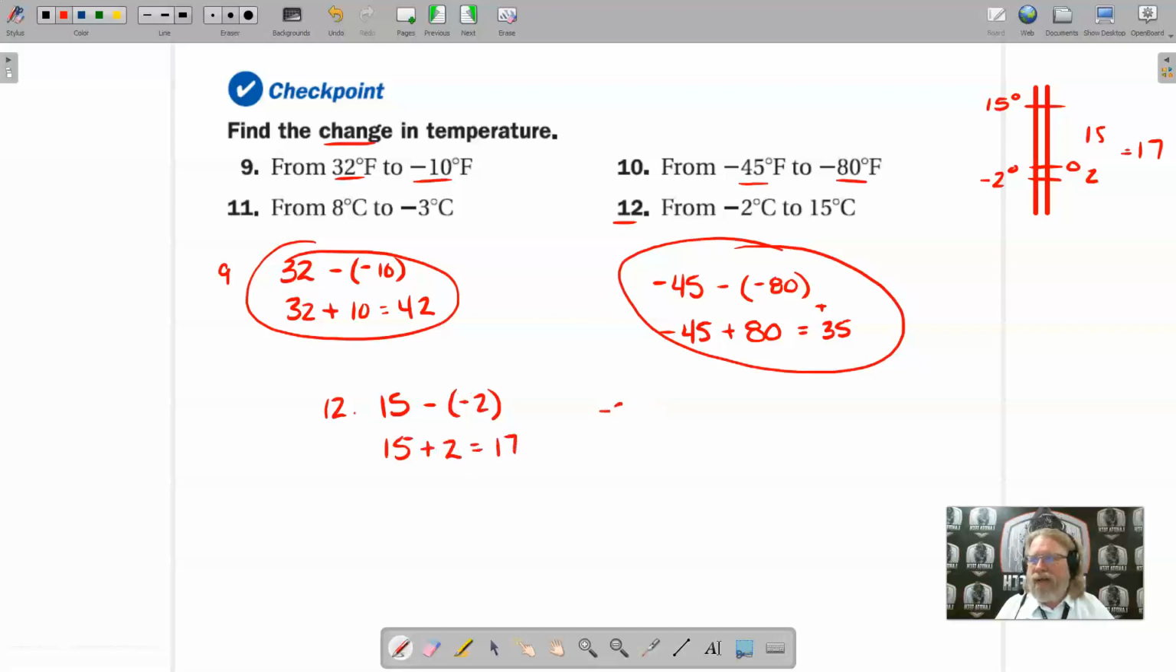Well, what happens if we tried it the other way? What if we took -2 minus 15? Then we would have -2, change the sign, opposite of 15 is -15, and we would end up with -17. We see that the amount of change was not -17, but +17.